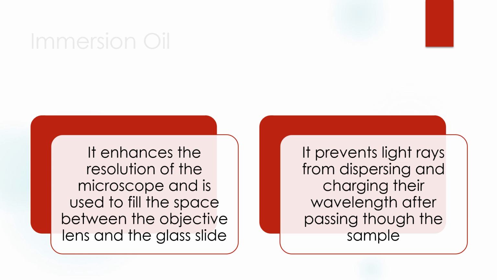Your immersion oil, this one is utilized when you are utilizing your oil immersion objective. And what does it do? It will enhance the resolution of the microscope and is used to fill the spaces between the objective lens and the glass slide. Aside from that, it prevents light rays from dispersing and changing their wavelength after passing through the sample. The oil that is usually utilized is cedarwood oil.